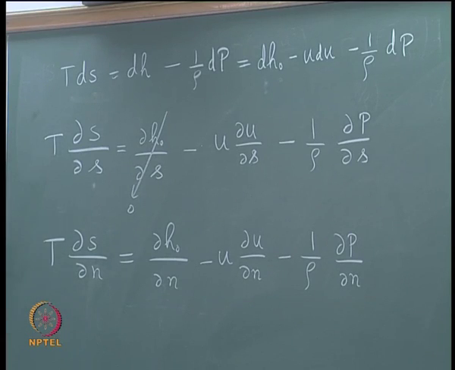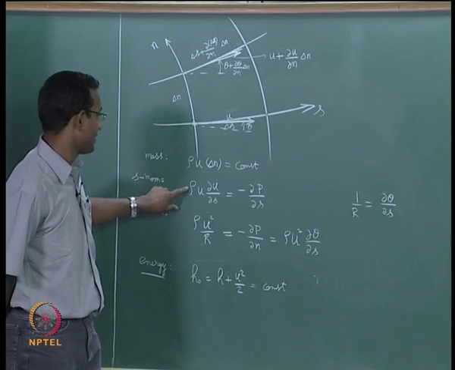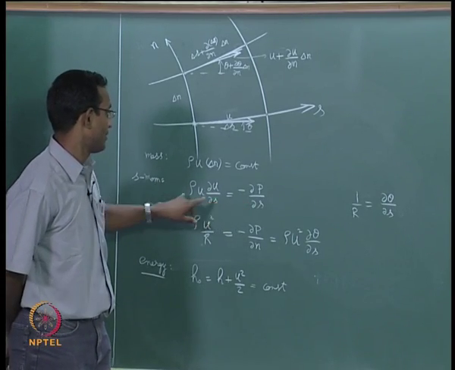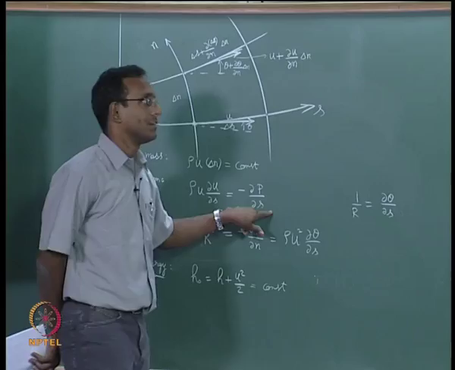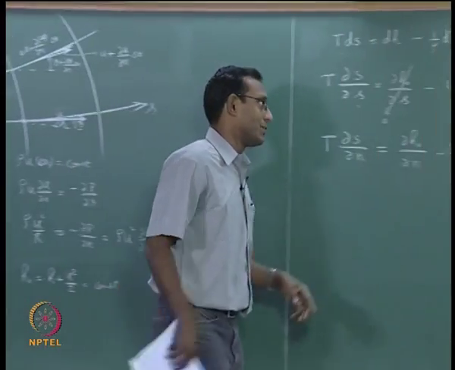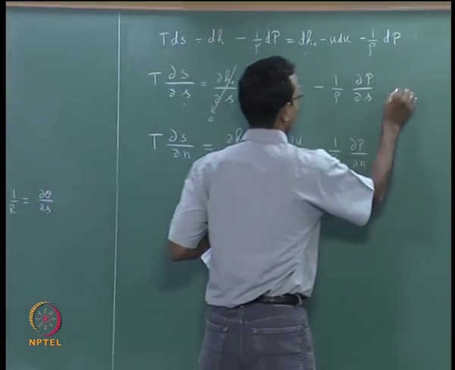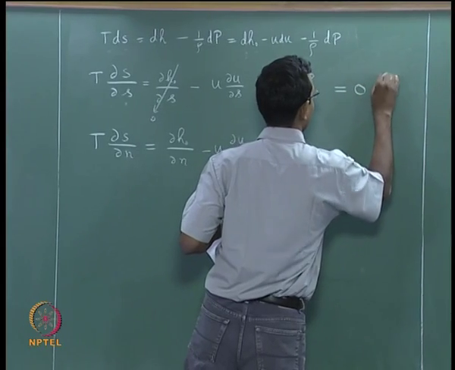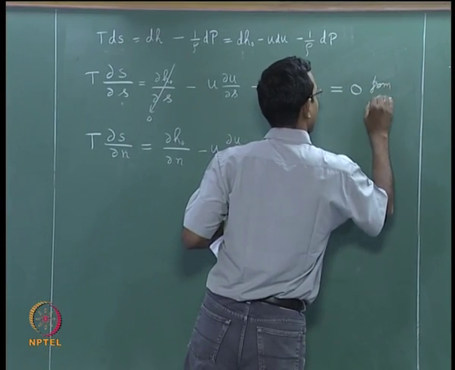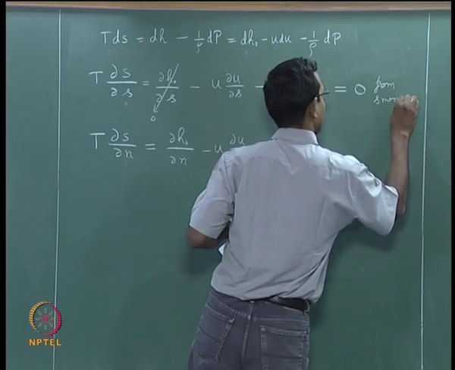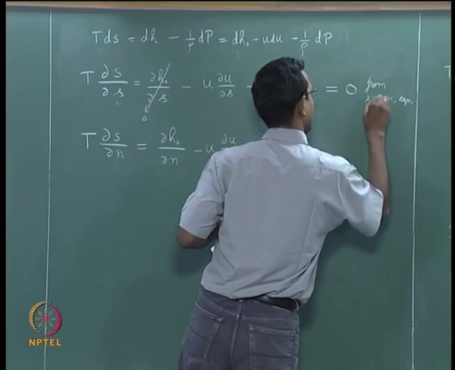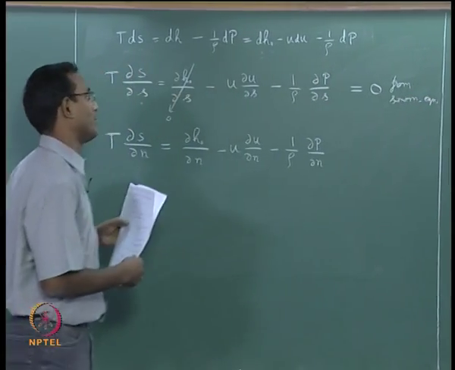What we see from my s momentum equation is that it is going to become 0. If I take this 1 by rho term, it is equal to the other term, and one is the negative of the other, so these two will give 0. So I will say it is equal to 0 from the s momentum equation.